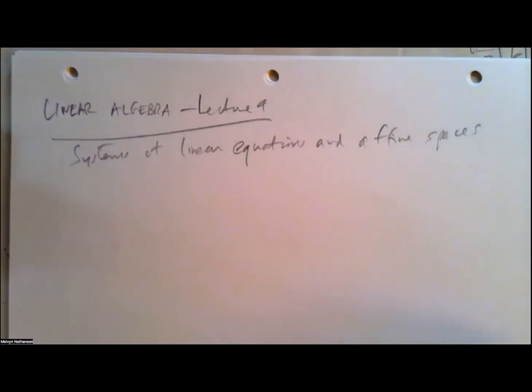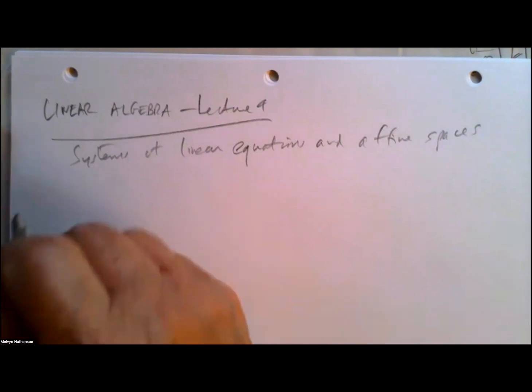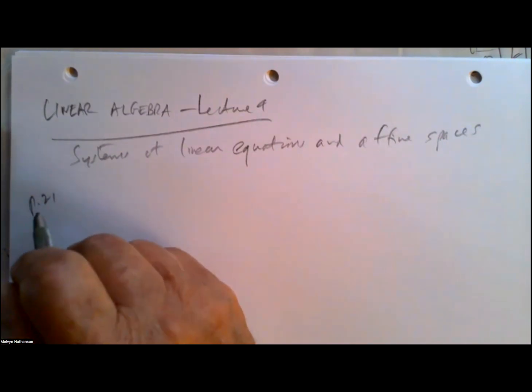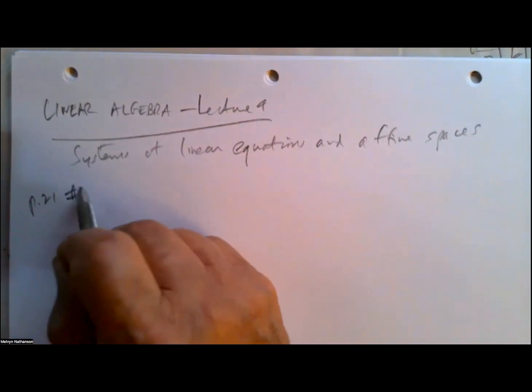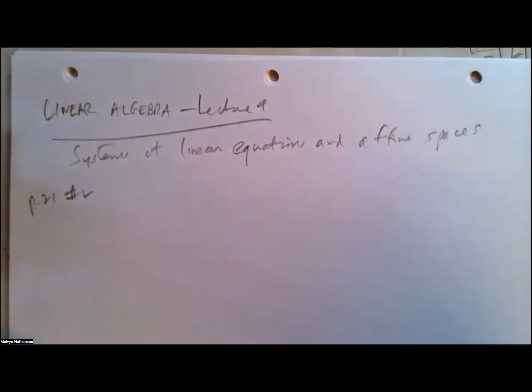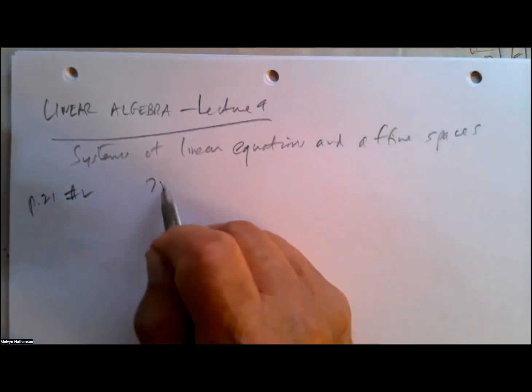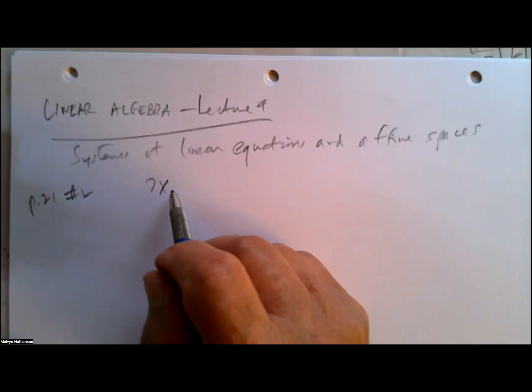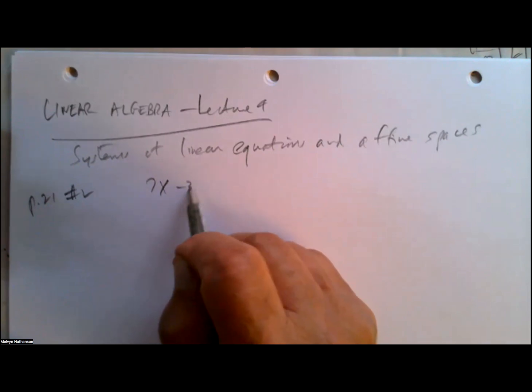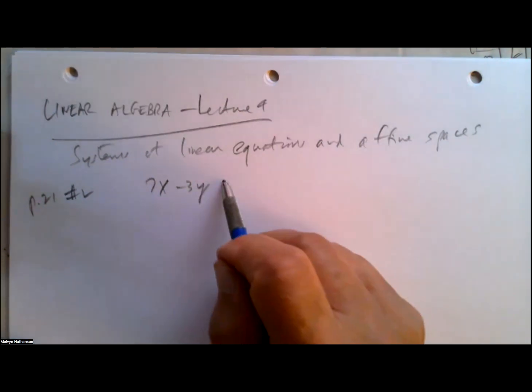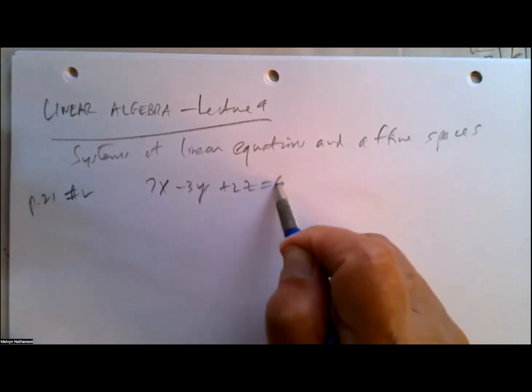Okay. So let me just solve the equation and write the solution as an affine space. And then I'll go back and check the particular solutions. So this is on page 21, number 2. We have the equation 7x minus 3y plus 2z equals 6.